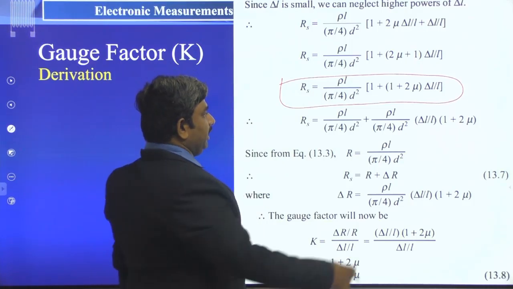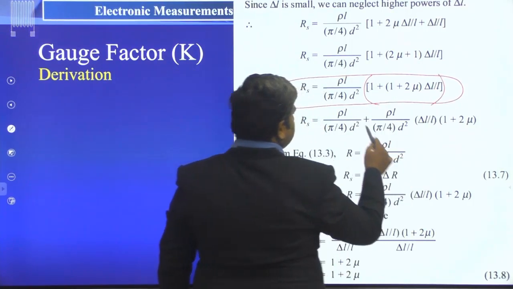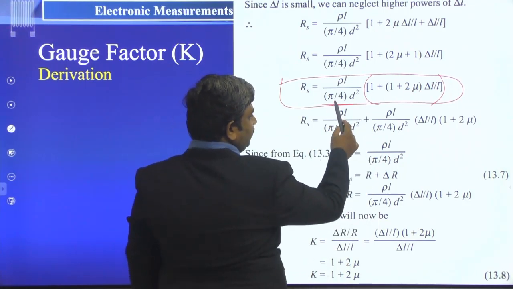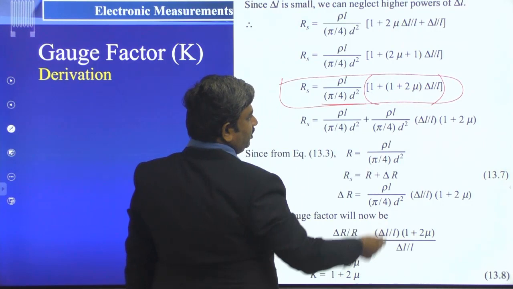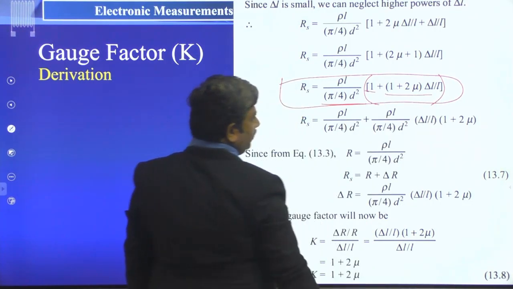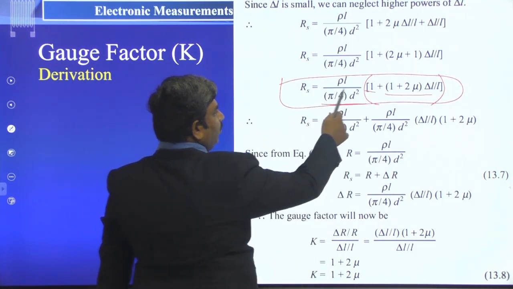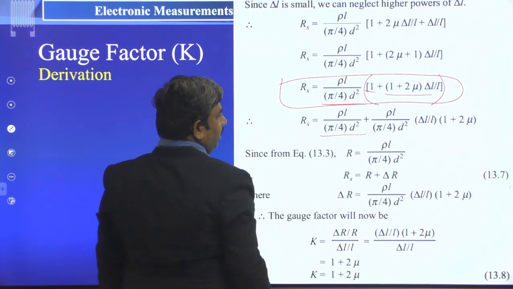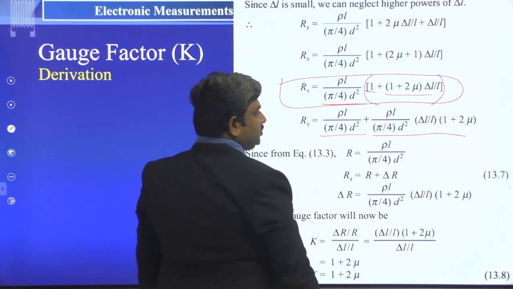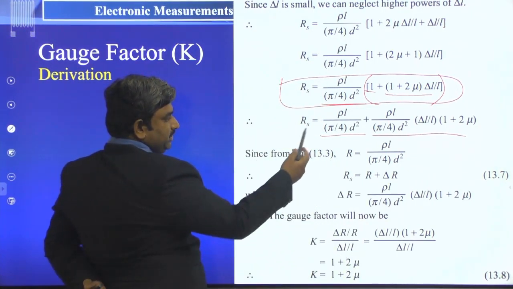This is in terms of brackets. Now I am multiplying rho L by pi by 4 d square with the internal function: this is 1, and this is 1 plus 2 mu into del L by L. So rho L by pi by 4 d square into 1, plus rho L by pi by 4 d square into del L by L into 1 plus 2 mu. So this is the expression.